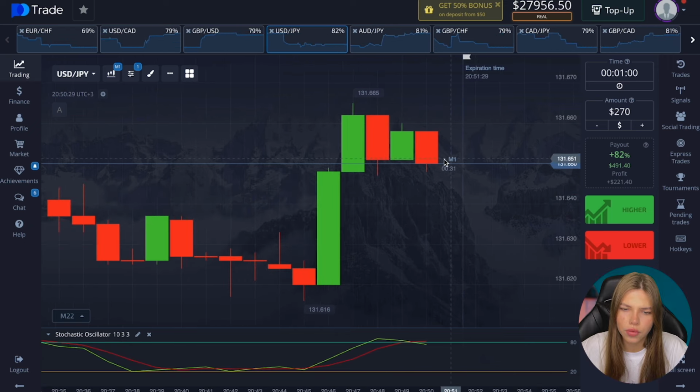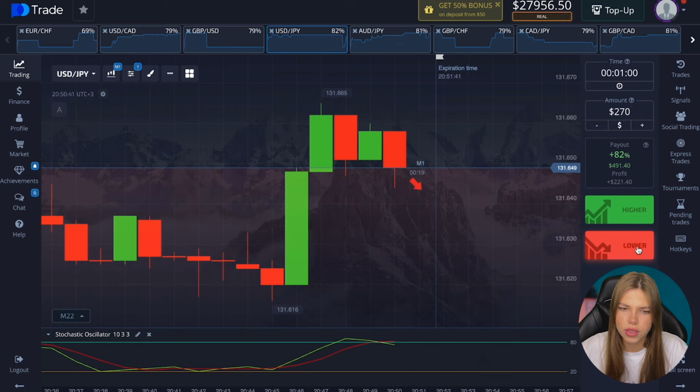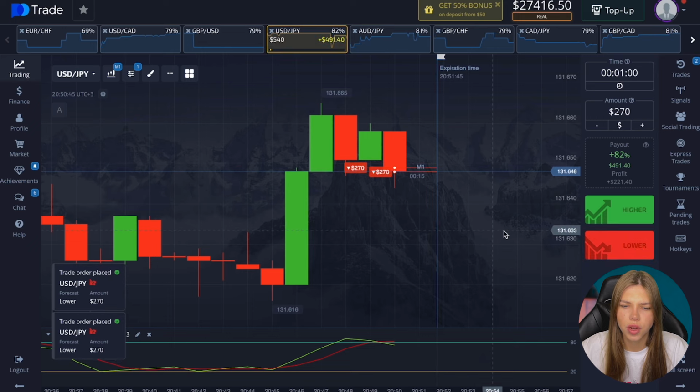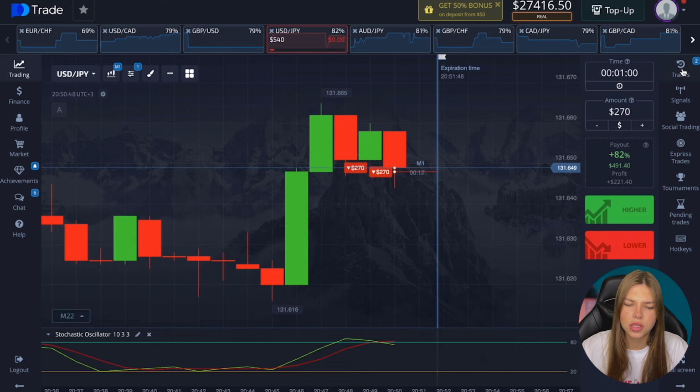Okay, we need to wait for the closing of this candle or a strong pullback. But the orders were registered. I've opened downward deals, let's watch.